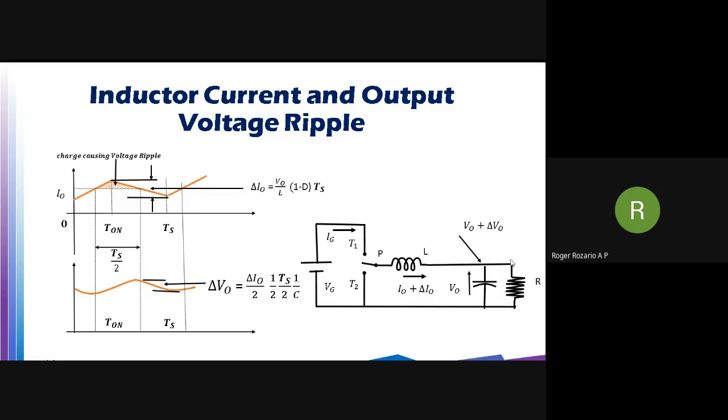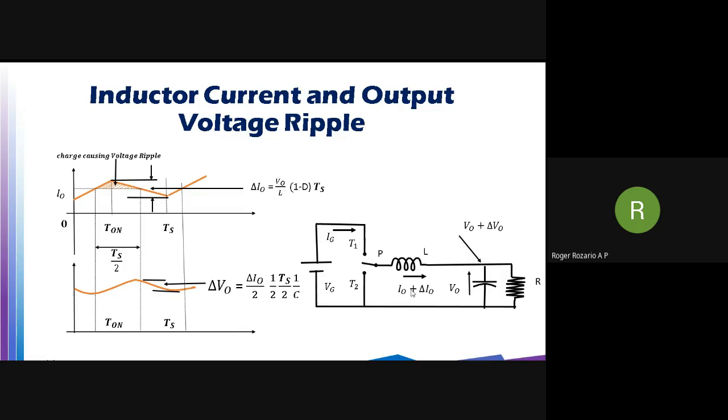The high frequency component of the current flows through the capacitor, and the constant DC current flows through the load. This I naught flows through the load, and this del I naught flows through the capacitor. This I naught gives rise to V naught, and this del I naught, which is high frequency AC current, is basically the charge here. This charge gives rise to the ripple in the output voltage.